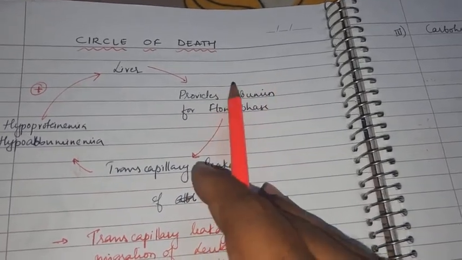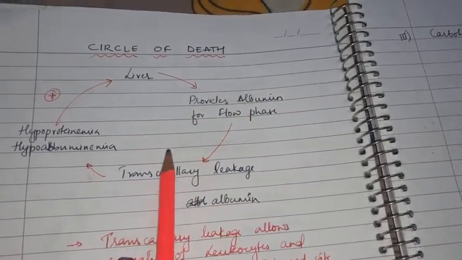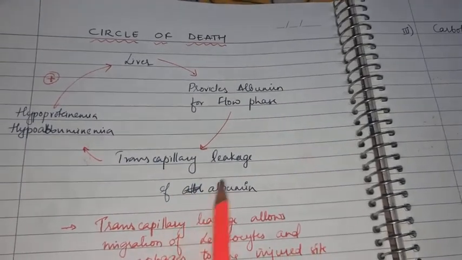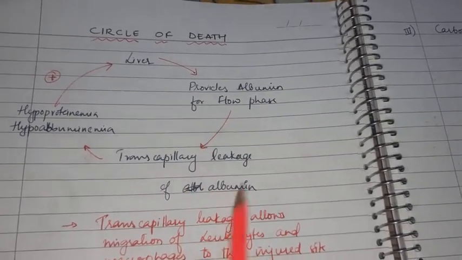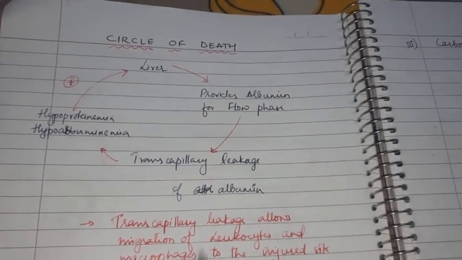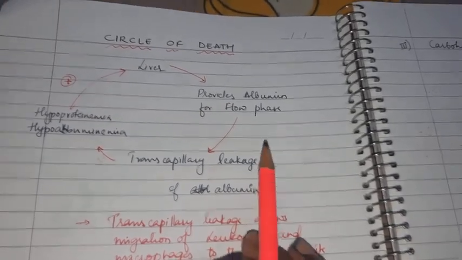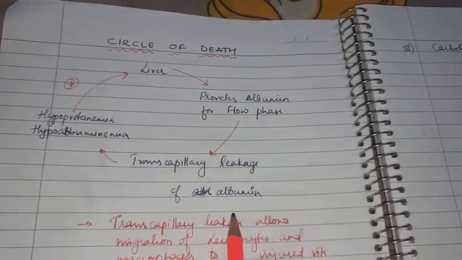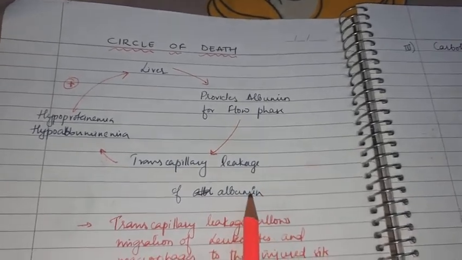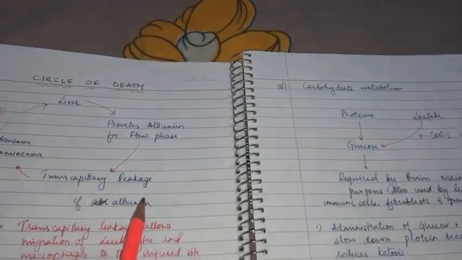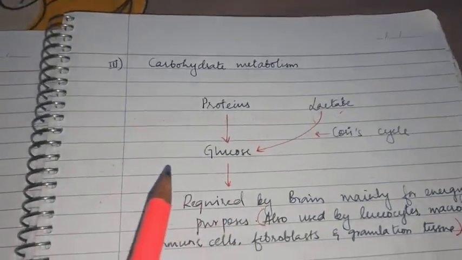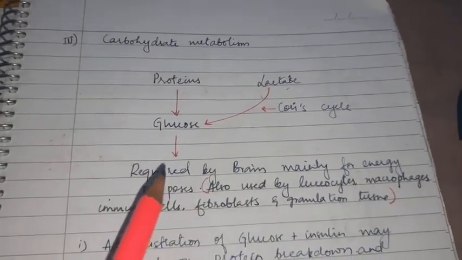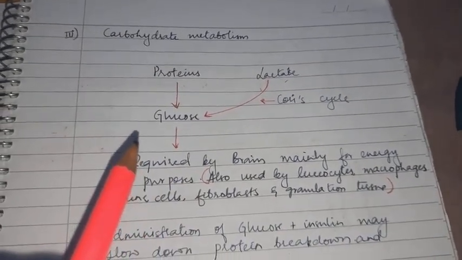We can give external albumin to decrease the load on the liver, and we can regulate the capillary leakage by giving some vasoconstrictors or increasing the oncotic pressure of the plasma itself, so that the leakage decreases, right? So next is carbohydrate metabolism. Carbohydrate metabolism, there is not much to discuss.